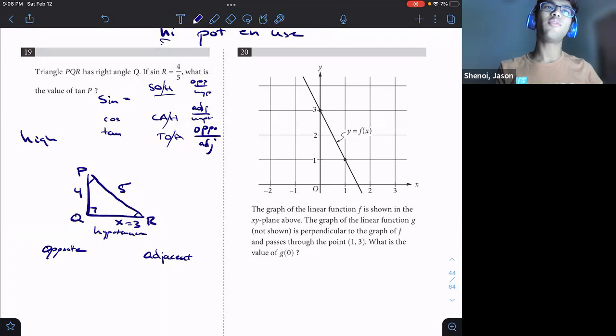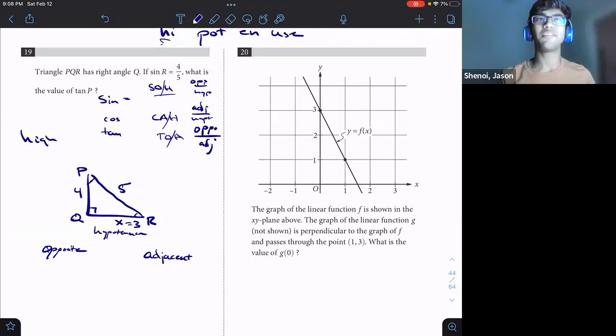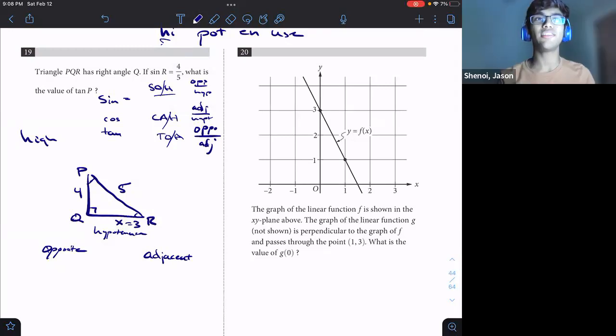Maybe you don't know. Okay, do you know what the term opposite means? I know what that means. What does it mean? It's opposite, like opposite. So if something is opposite, are they touching? Are they next to each other?